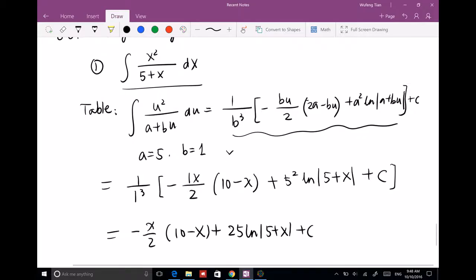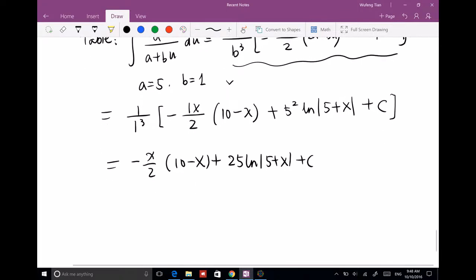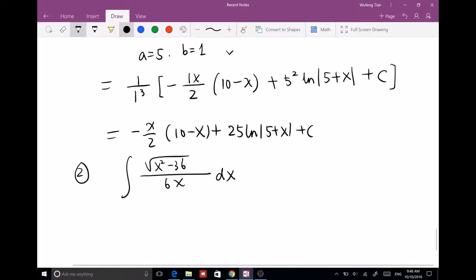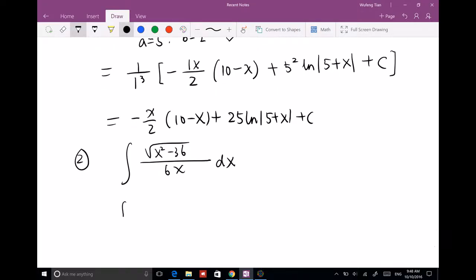Okay. So here there's not really much math skill. Once I give you the table, you know how to apply the table to solve the real integrals. Okay. So next one, second example. The integral of square root of x squared minus 36 over 6x dx. Okay. Also, I give you a table formula.